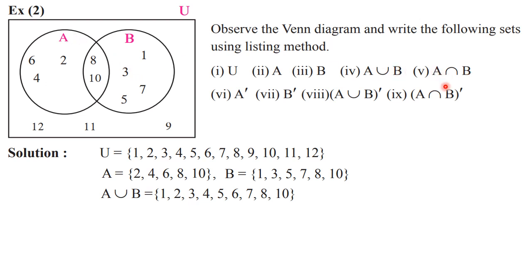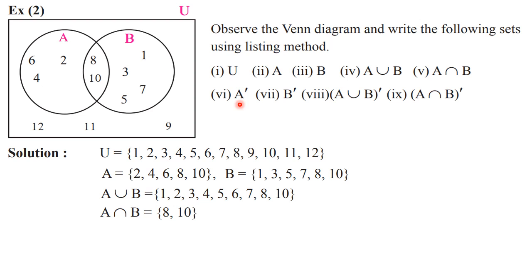Then next, intersection. Intersection means common part, this part. Okay. So elements 8 and 10 are common to both the sets A and B. So intersection is the set with two elements which are 8 and 10 respectively. Okay. So A intersection B is having two elements 8 and 10. Then next, A complement.